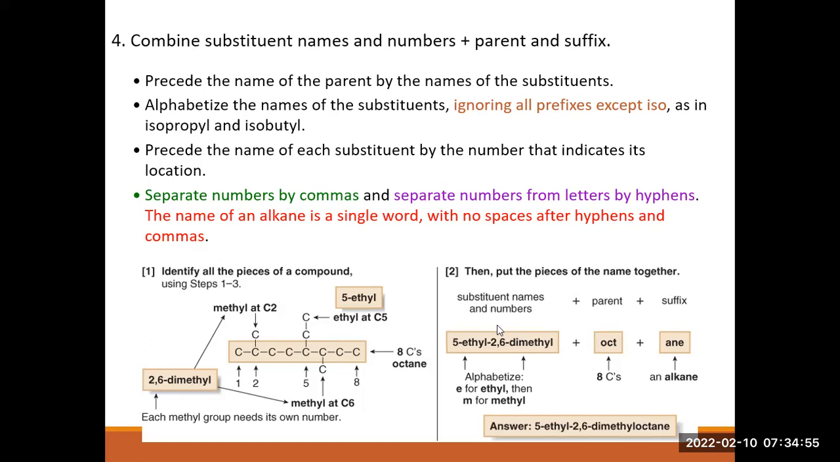Okay, putting them all together. This is 5-ethyl, 2,6-dimethyl, and then the parent has 8 C's, so oct and then a. Therefore, the whole name of this chain is 5-ethyl-2,6-dimethyloctane. You start with the substituents and then the parent. The substituents should be named specifically. So that's 5-ethyl, dimethyl octane.